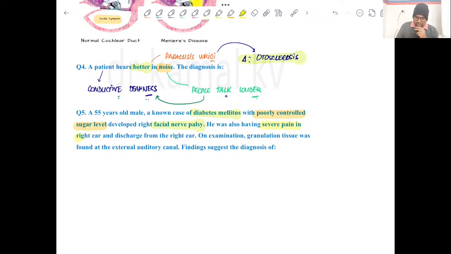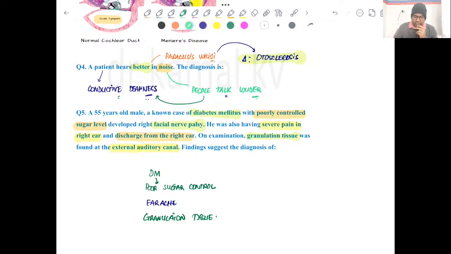And there is severe pain in the ear also, and there is discharge from the ear. And then on examination, there was granulation tissue found at the external auditory canal or external auditory meatus. Now what is this? A diabetic with poor sugar control. This is one thing. Then earache, right? Then there is granulation tissue, and moreover, the condition is leading to paralysis of the facial nerve. So this is causing seventh nerve palsy.